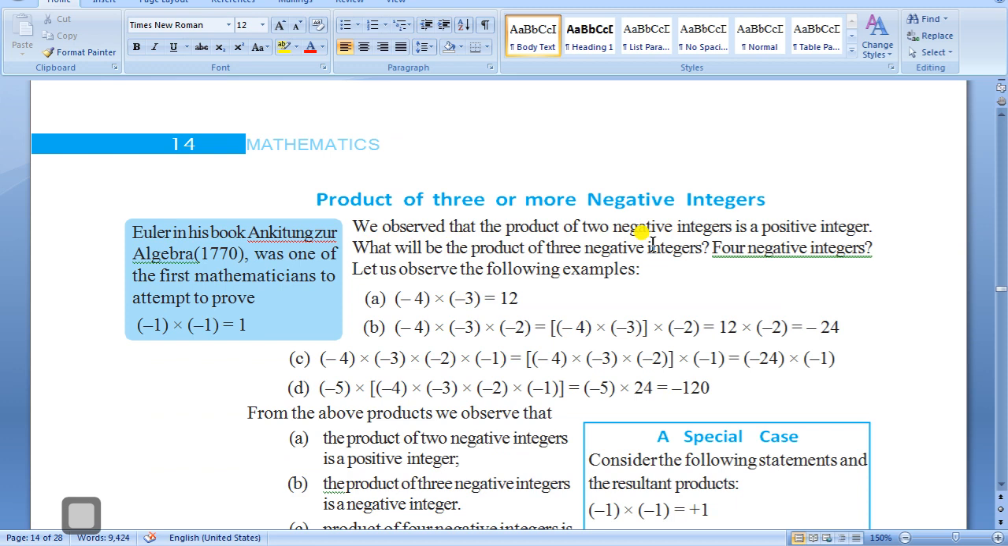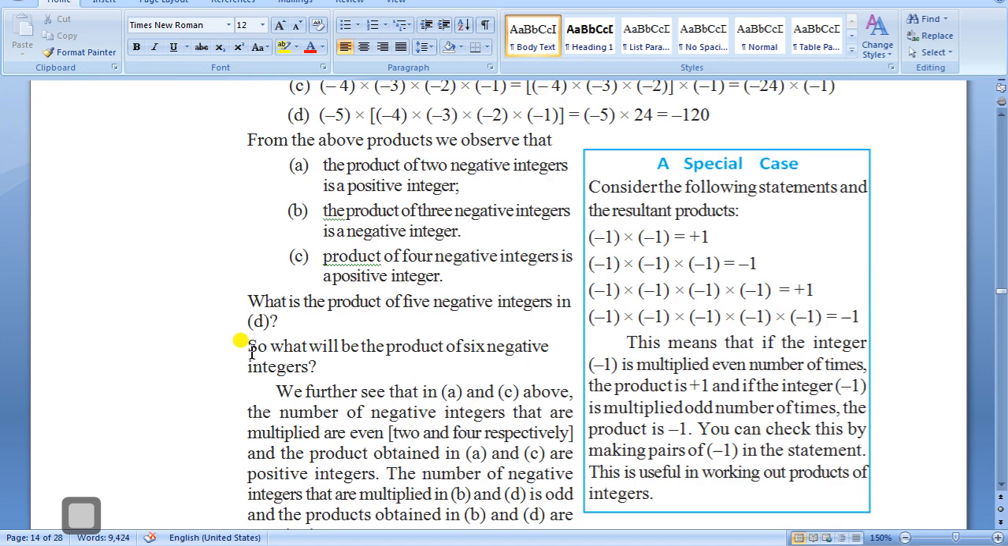After that, we'll find the product of 3 or more negative integers. We observed that the product of 2 negative integers is a positive integer. What will be the product of 3 negative integers? 4 negative integers? Let us observe the following. Right? Here, consider the following statements and the resultant products.